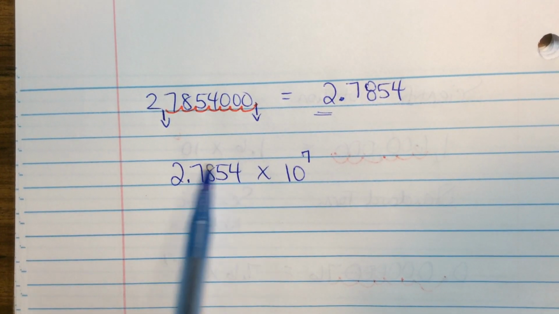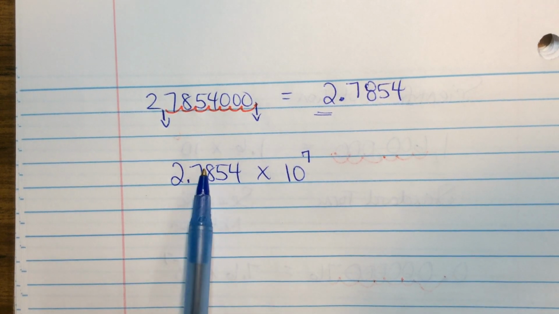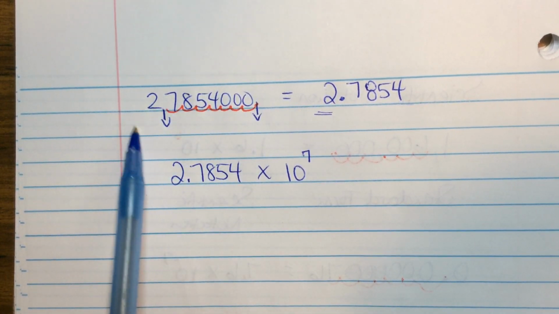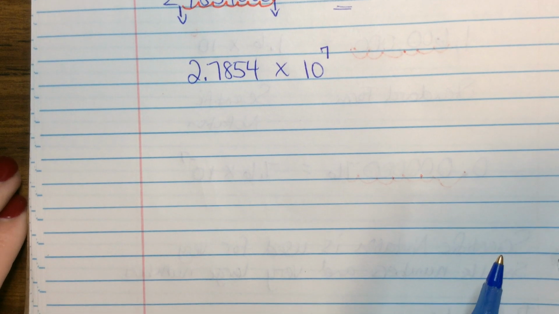And it doesn't matter how messy it looks. Like this looks like a little bit of a mess, but it's fine. Anybody could take this and rewrite this number if they understood scientific notation. Let's try another one.